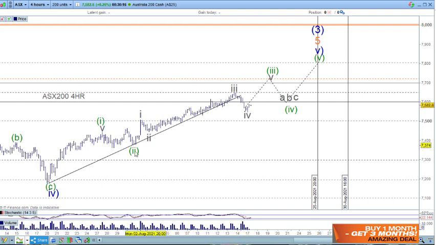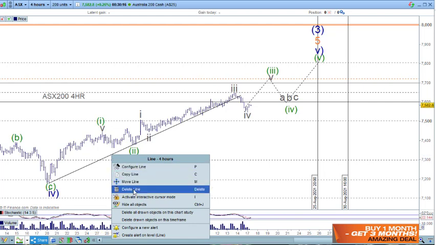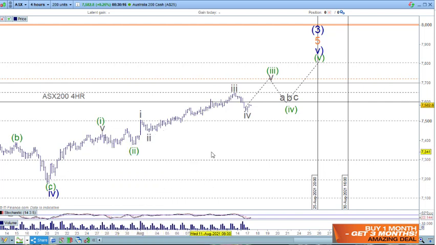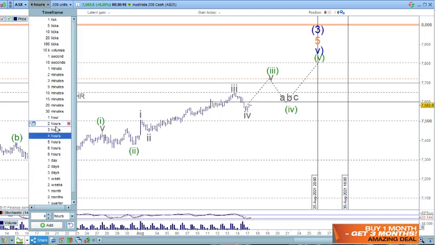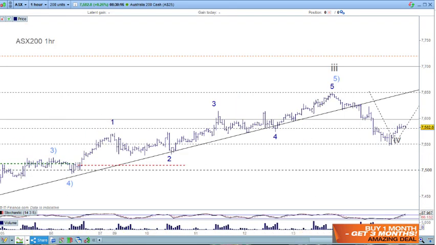So we've broken that trend line, which is what wave 4s do. So we don't need that now. And let's go to the 1 hour chart and have a closer look at this situation.